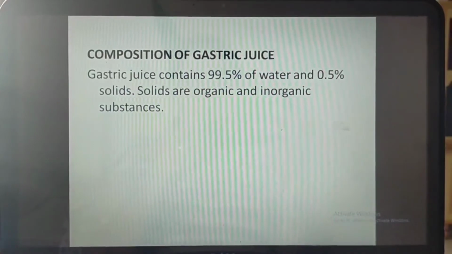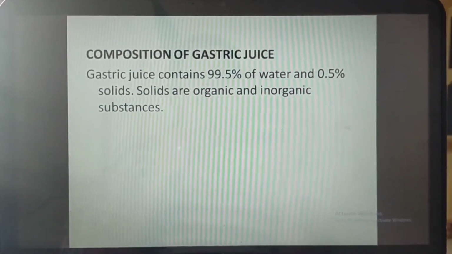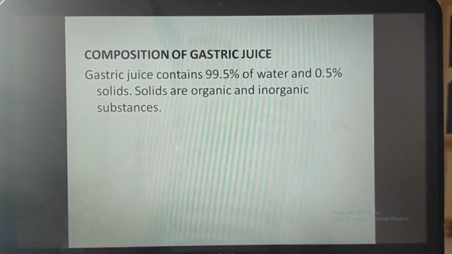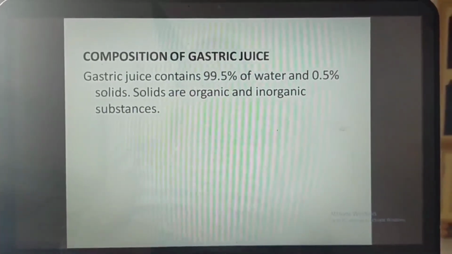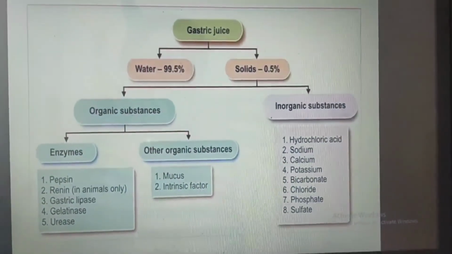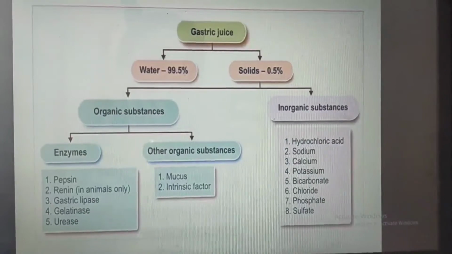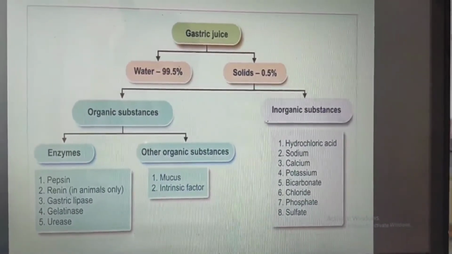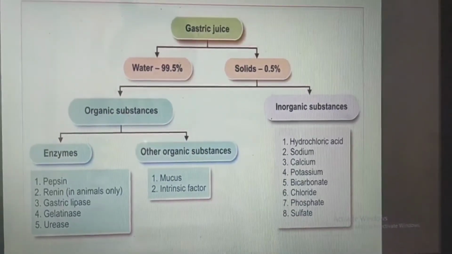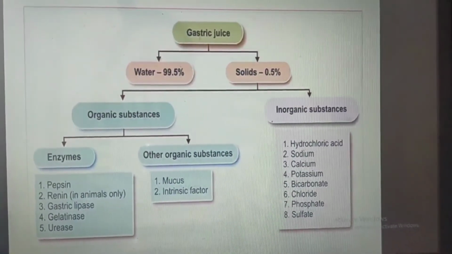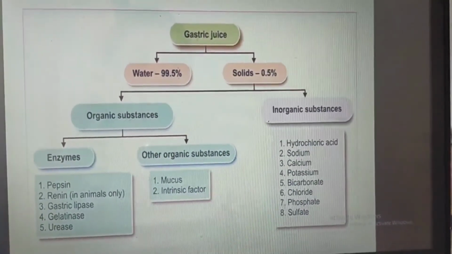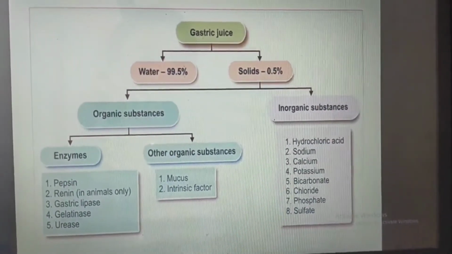Composition of the gastric juice. Gastric juice contains 99.5% of water and 0.5% of solids. Solids are organic and inorganic substances. In this chart we can see gastric juice is made up of water, which is 99.5%, and solids are 0.5%. If we are talking about the solids, there would be organic substances and there would be inorganic substances. In organic substances there would be enzymes and there would be other organic substances.